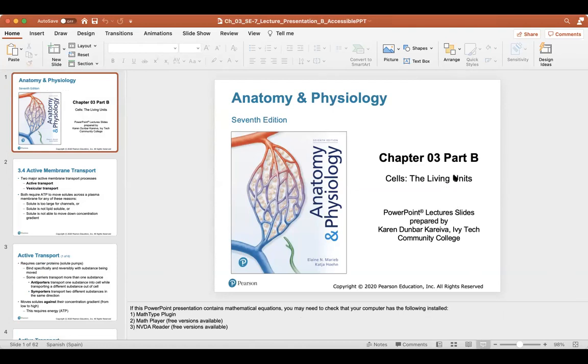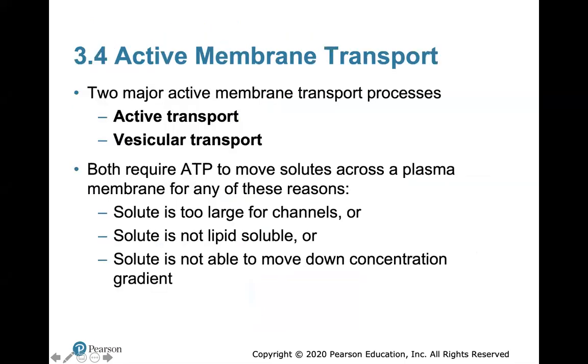So again, we're still talking about cells, a little bit more about transport processes. We talked about the passive transport processes at the end of part A, and now we're going to talk about active transport processes. So the two major active membrane transport processes are active transport and vesicular transport, and both require ATP or energy to move solutes across the plasma membrane for any of these reasons. If the solute is too large for a channel, the solute is not lipid soluble, so it can't make it through the membrane on its own, or the solute is not able to move down its concentration gradient.